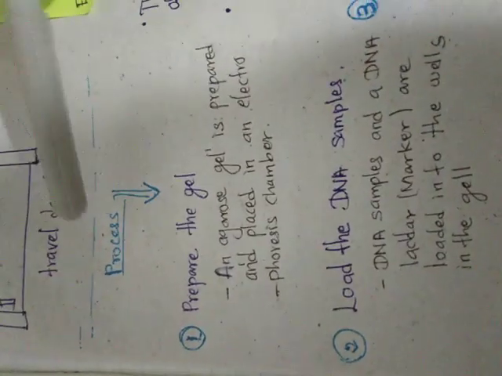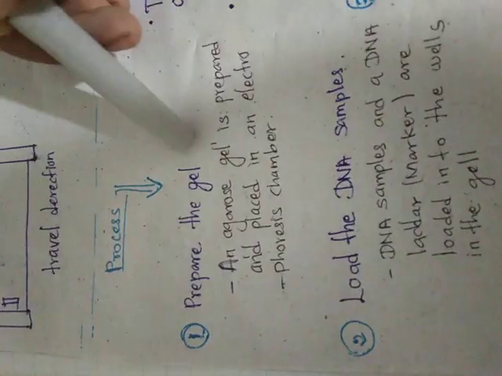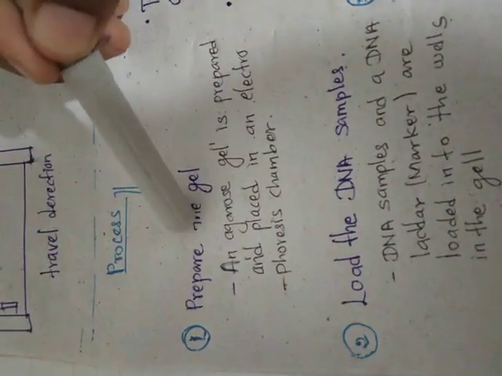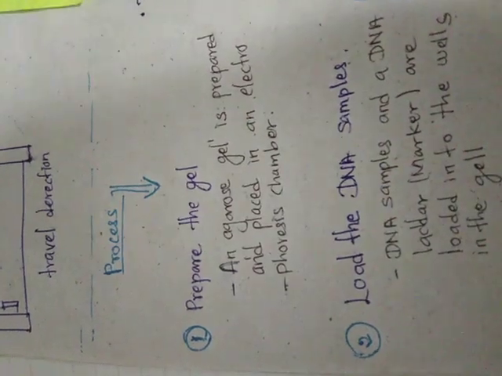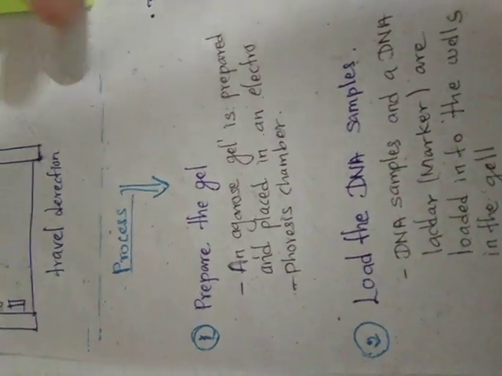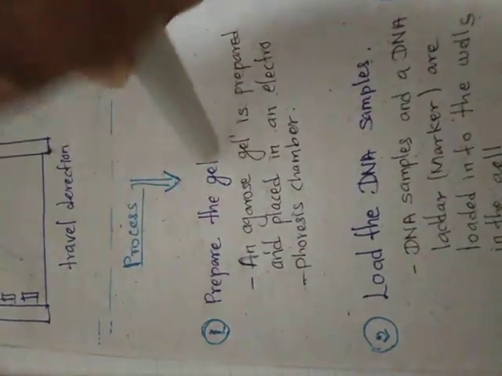Then the process part. In the process, first prepare the gel. But first we also have to prepare something else. What is that? That is the DNA sample. First we look at the DNA sample preparation, then we come to this part.